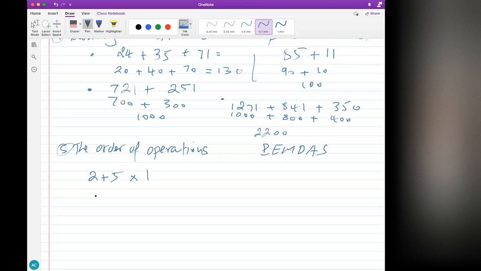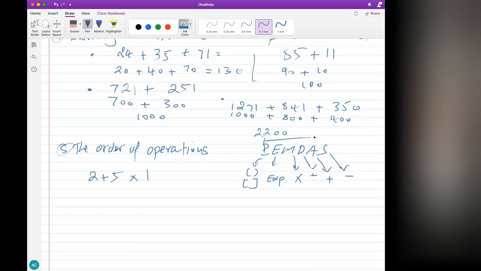So it's not 2 plus 5. A lot of people make this mistake. I was making this mistake myself back in the day, but then I learned the order of operations. The multiplication is done before the addition. So for this acronym, we have P, which stands for parentheses or brackets, E for exponents, M for multiplication, D for division, A for addition, and finally S for subtraction.